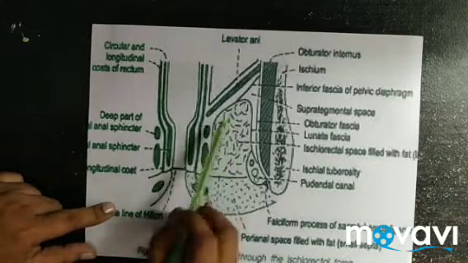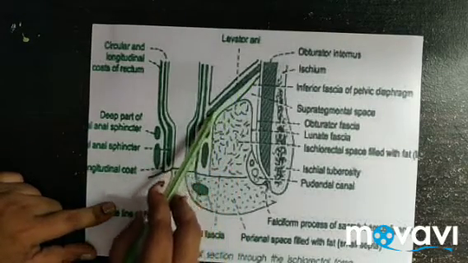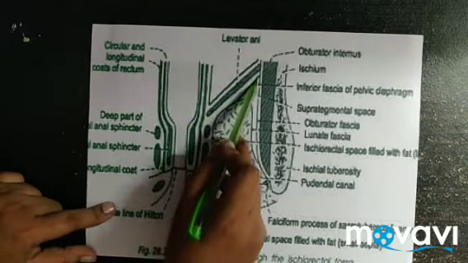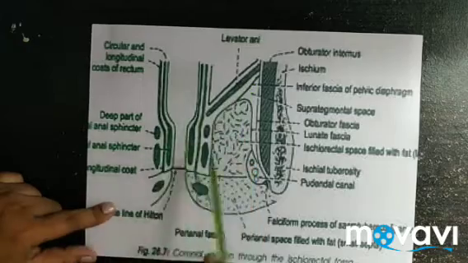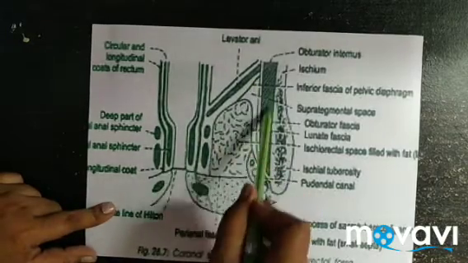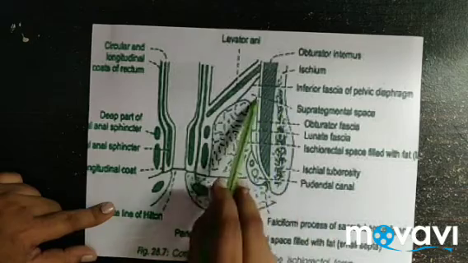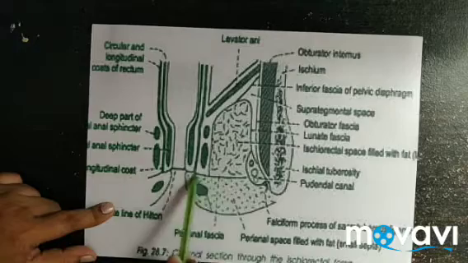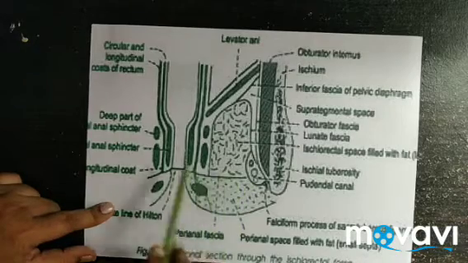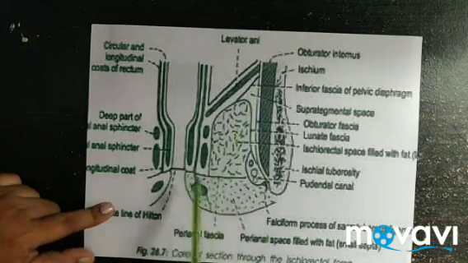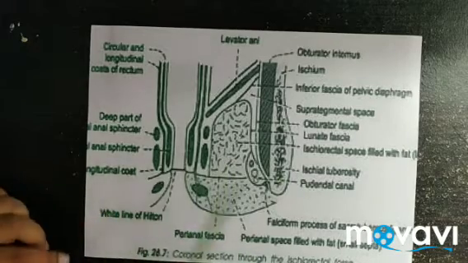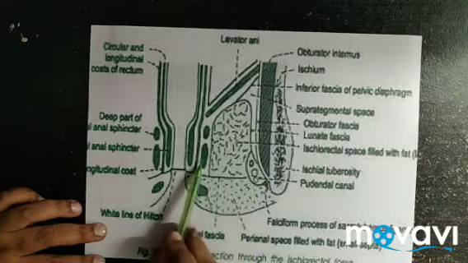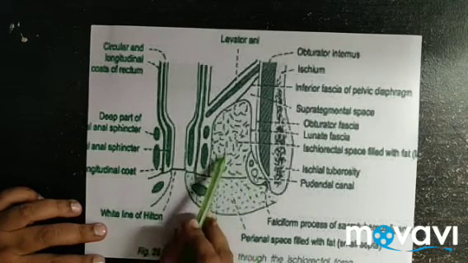And what are the boundaries? Medially it is bounded by the levator ani muscle, which is covered by the anal fascia, laterally by the obturator internus muscle, which is covered by the obturator fascia. Now this is the base, which is formed by the skin. Anteriorly and posteriorly, the relations I have told you already. This is the pudendal canal, which is related laterally to the ischiorectal fossa.